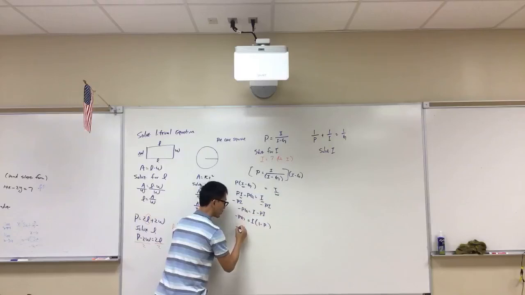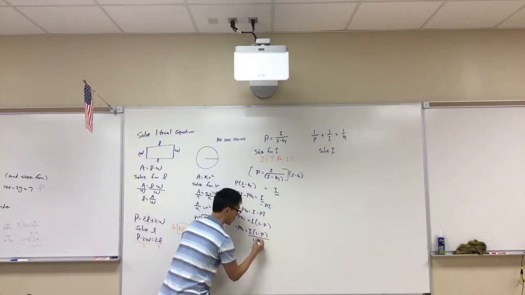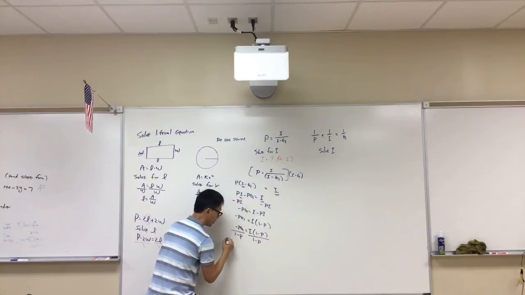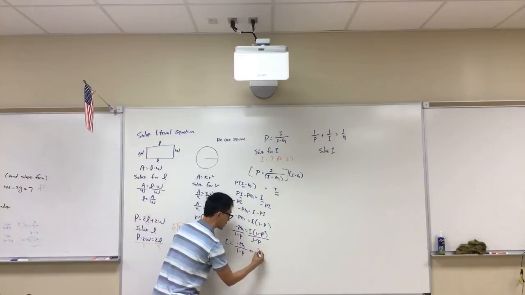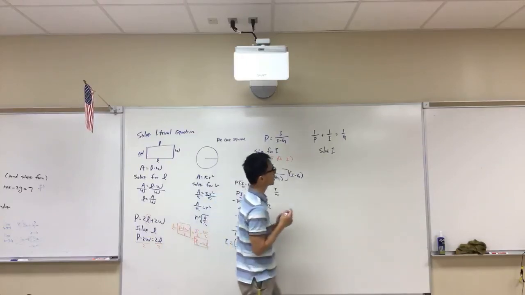So minus pg is equal to I times 1 minus p. I'm going to divide both sides by 1 minus p, so 1 minus p will cancel. So I is equal to negative pg over 1 minus p. Or I can put a negative sign down here, so it's pg over p minus 1. So that's both the answers. If you get one of those answers, you did good.